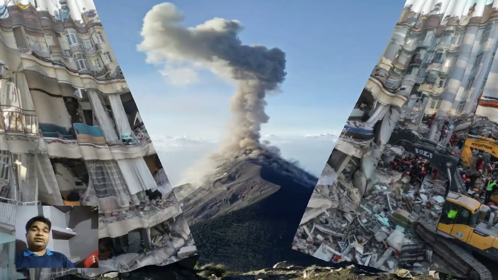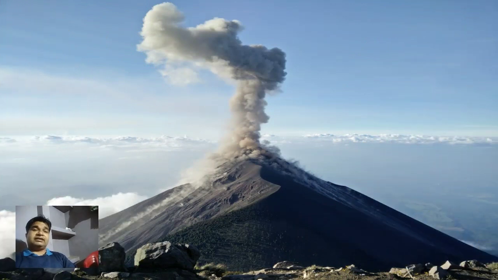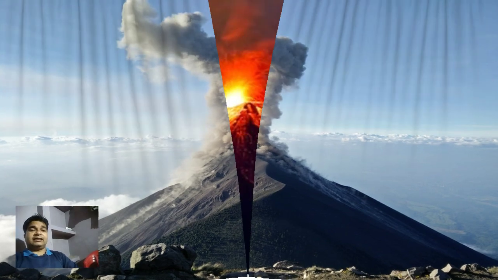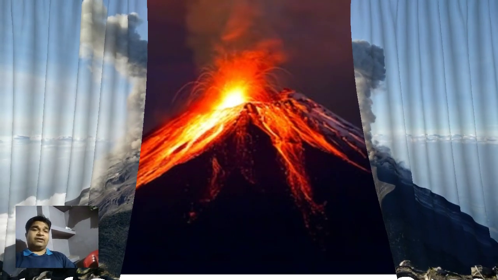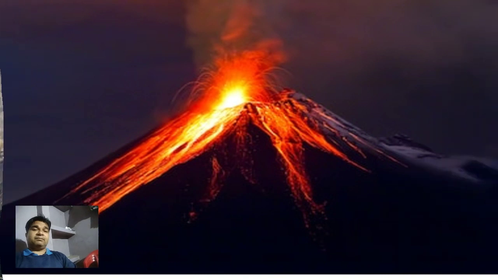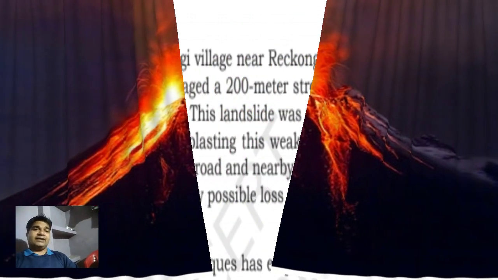Now you see another example. This is the example of a volcano. Volcano is another natural disaster. From the mountain, the hot material comes out. This hot material is known as lava, and this is the example of a volcano. Now you see another example of a volcano. Red hot lava coming out of the mountain. So this is the picture of a volcano.